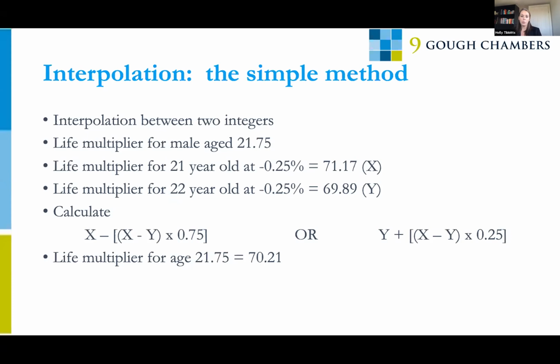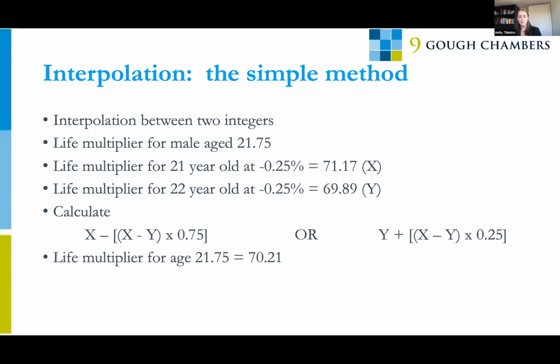In this example, we are looking at an interpolation between two integers. So we want to look for a life multiplier for a male aged 21 and 9 months, or 21.75. And how we do that using the simple method is we look at the multiplier for a 21-year-old male, being the age below that at which the claimant is, at a minus 0.25% discount rate, and we find from table 1 the multiplier to be 71.17, and that multiplier becomes x.